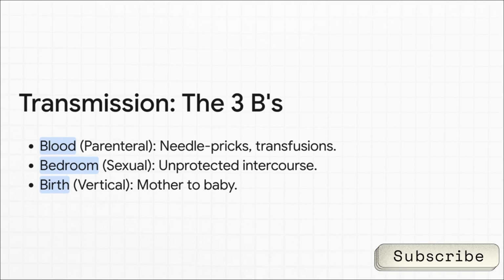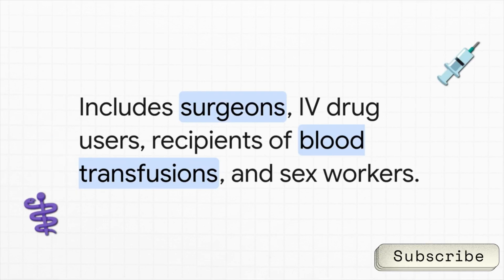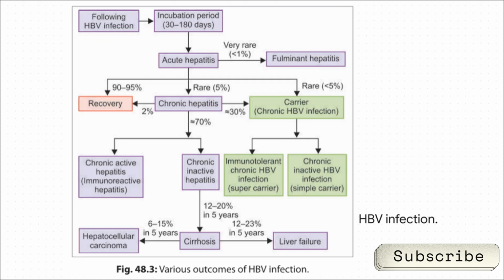First up is blood. Think needle pricks, transfusions. Second is the bedroom, so sexual contact. And third is birth. That's when it passes from an infected mother to her baby. Blood, bedroom, birth. Got it? And if you know the 3 B's, well, then the high-risk groups just make perfect sense. It's totally logical, right? We're talking about people like surgeons who are around blood all the time, IV drug users, people who need a lot of blood transfusions, and of course, people with multiple sexual partners. It all connects back.